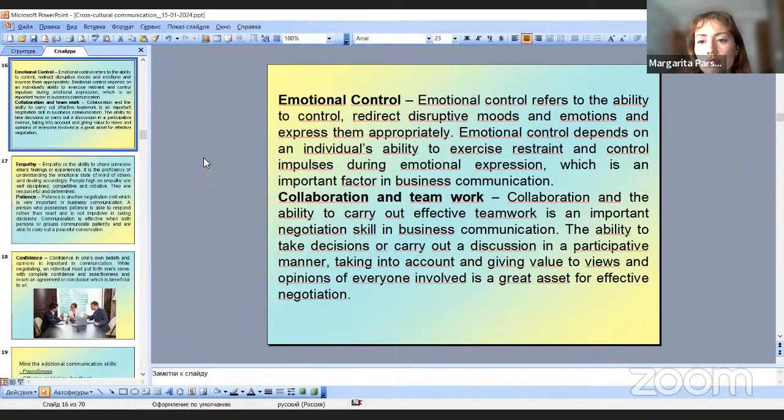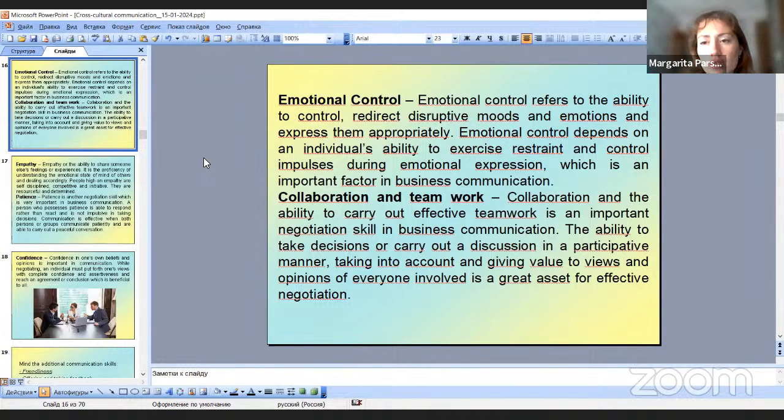Collaboration and teamwork. Collaboration. If we look at this word, we can say this means teamwork. When we say collaboration, it is like cooperation in some sense. It means teamwork also.